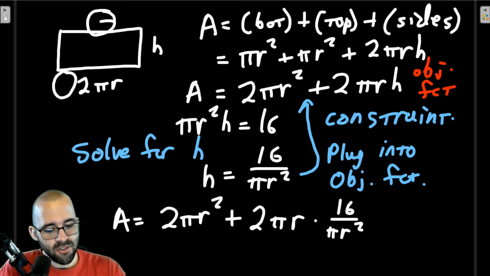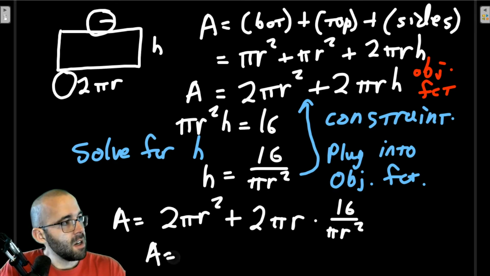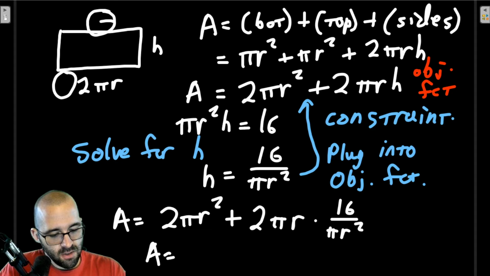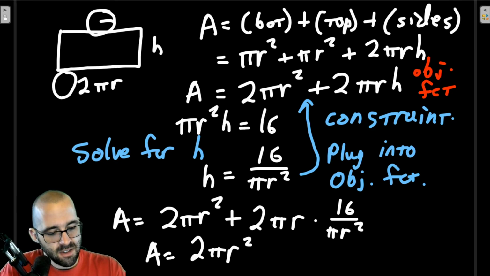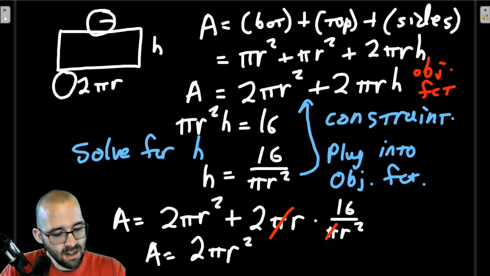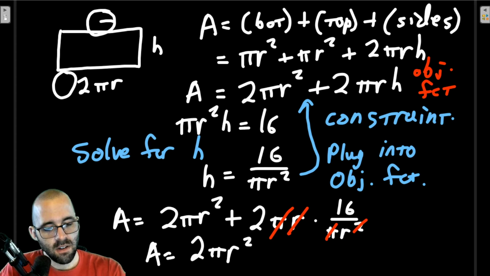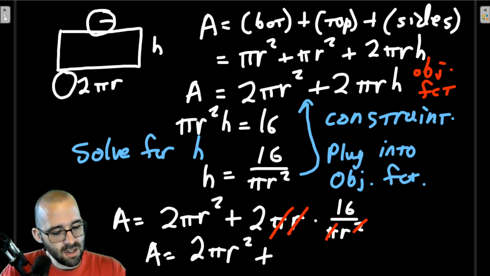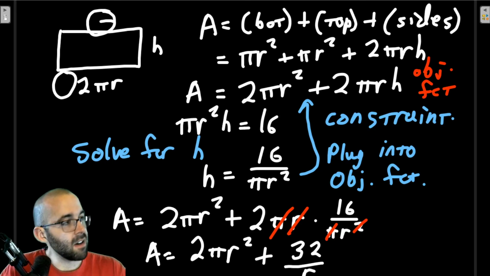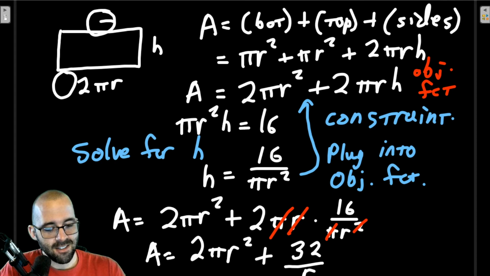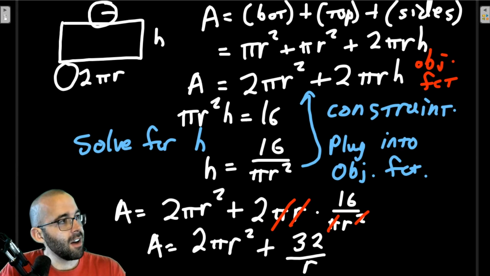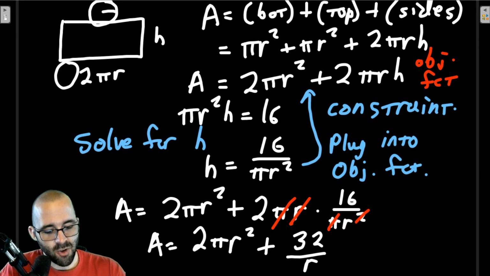So we have this function. Let's simplify a little bit. We get that the area is 2 pi r squared. And then we can cancel some of the r's, right? We can cancel the pi. Pi divided by pi cancels, and one of the r's. So our second term will be 2 times 16, which is 32, divided by a single r. There's an r down there. You just can't see it, all right?